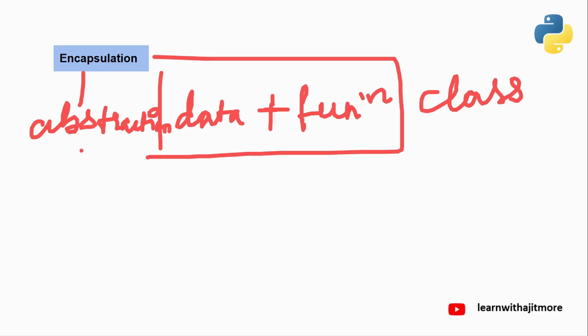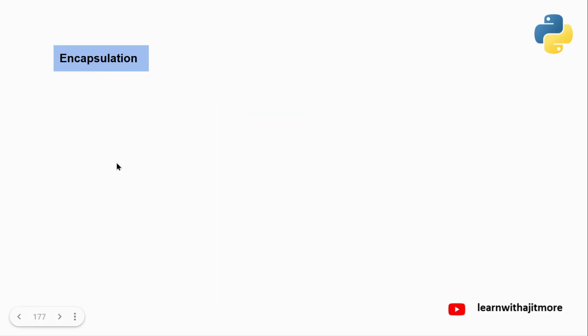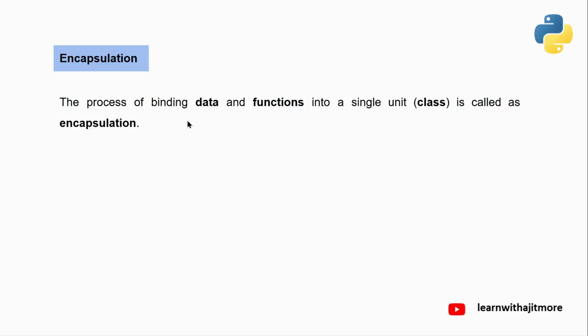Okay. So what is encapsulation? I hope it is clear. The process of binding the data and the functions. These functions are only called methods. Okay. So binding the related data and the related functions into one unit called a class, and the process of making that class is called encapsulation.